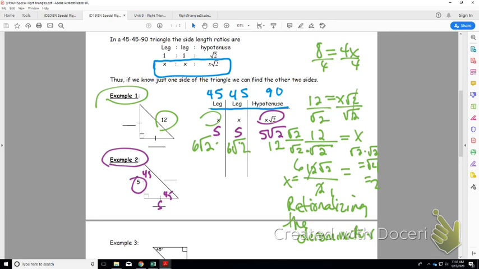Okay. Now, I want you to take a minute here to see. We started with a hypotenuse of 12, and we ended up with the legs being a 6 times the square root of 2. Do you kind of maybe see a little bit of a connection there between what the legs ended up being as opposed to what you started with? Yes? No? Okay. All right.